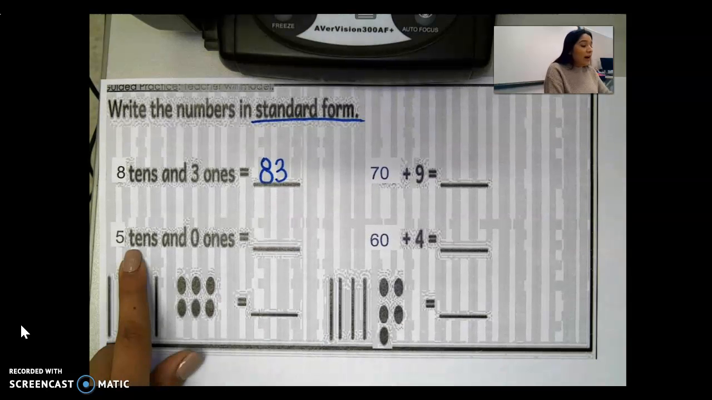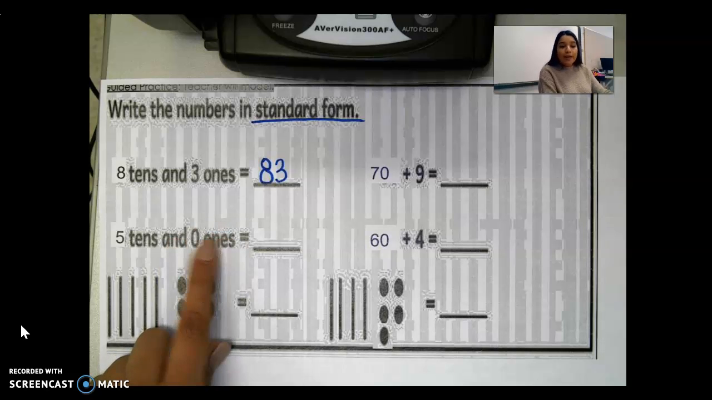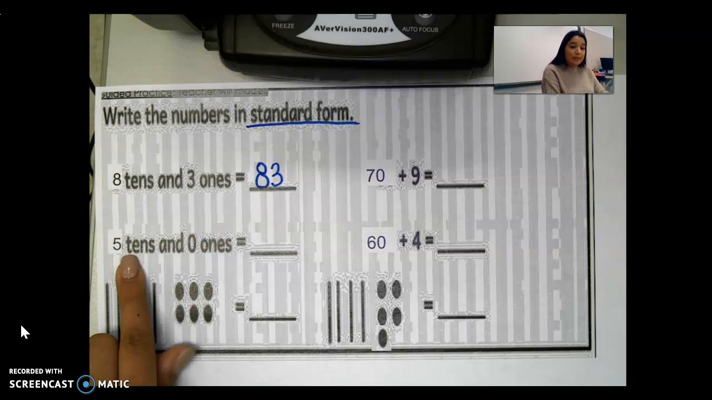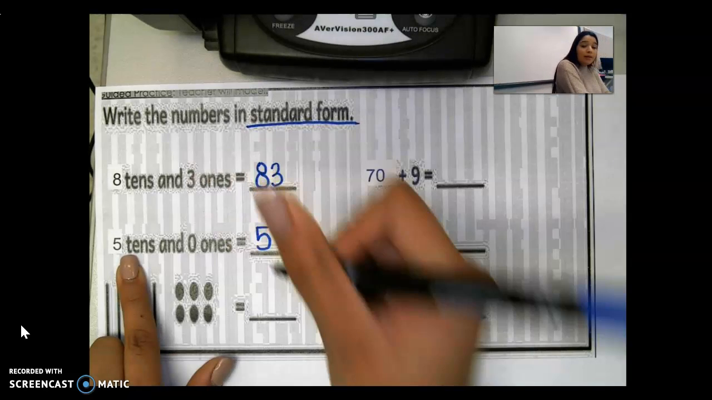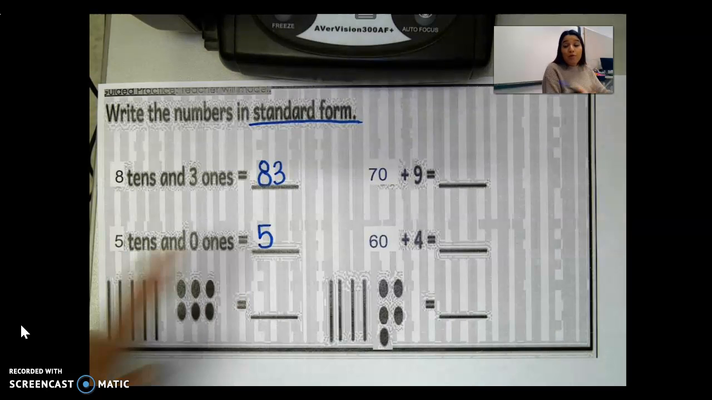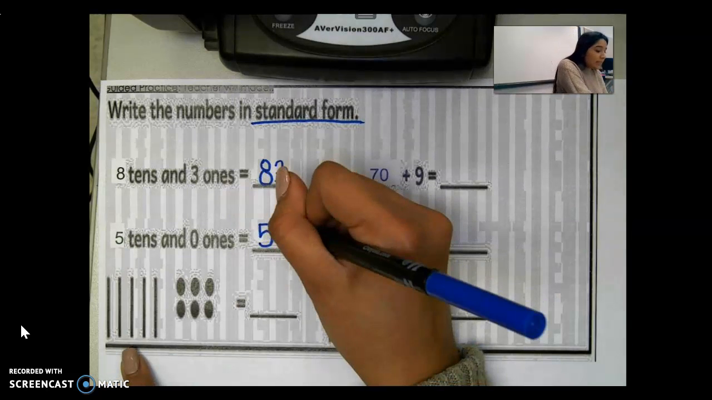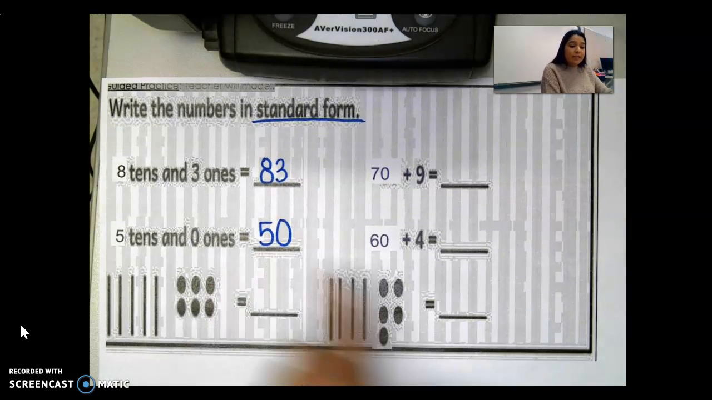So we have 5 tens and 0 ones. So 5 tens, our tens go first. So we're going to write the number 5 first and 0 ones. We don't have any ones, so we'll put 0. And it is the number 50.